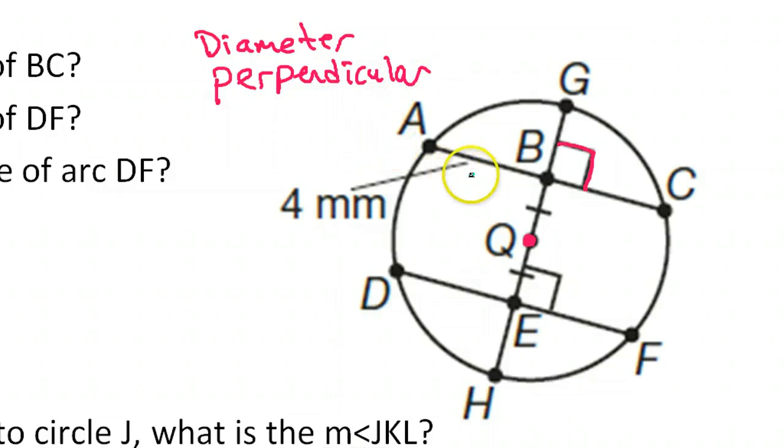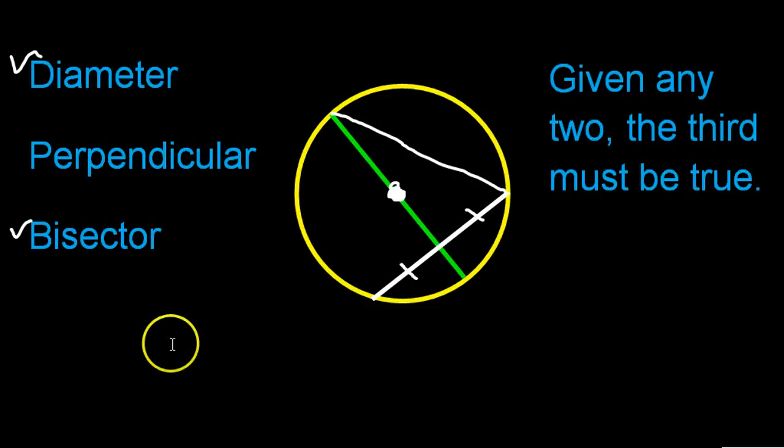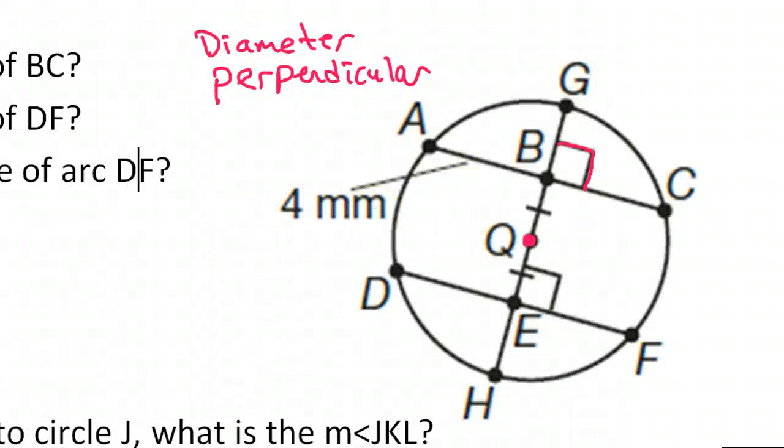So what's the third thing that we can also conclude if these two are true? If I'm giving you diameter and perpendicular, it must also be a bisector. So that means the left side and the right side must be equal, congruent. So if AB is 4 millimeters, that means BC must also be 4 millimeters.